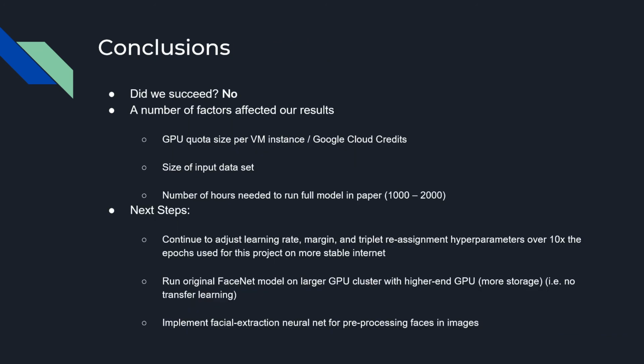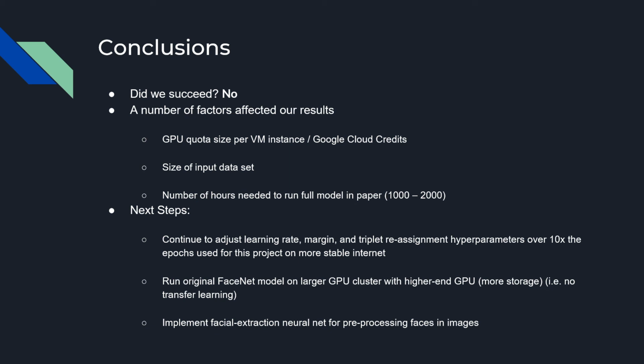Overall, at the end of the project, we realized it wasn't successful in establishing the pipeline, and that was disappointing. But we realized a number of factors actually affected our results, including just the simple size of the GPUs that we were using and the size of the input dataset that we needed to process in order to get this model to work. Ours was 500,000 images, but the true dataset necessary was 200 million images. In order to train a dataset of that size, you need between 1,000 and 2,000 hours, and given the amount of time that we allocated for this project, we simply didn't have the training time necessary.